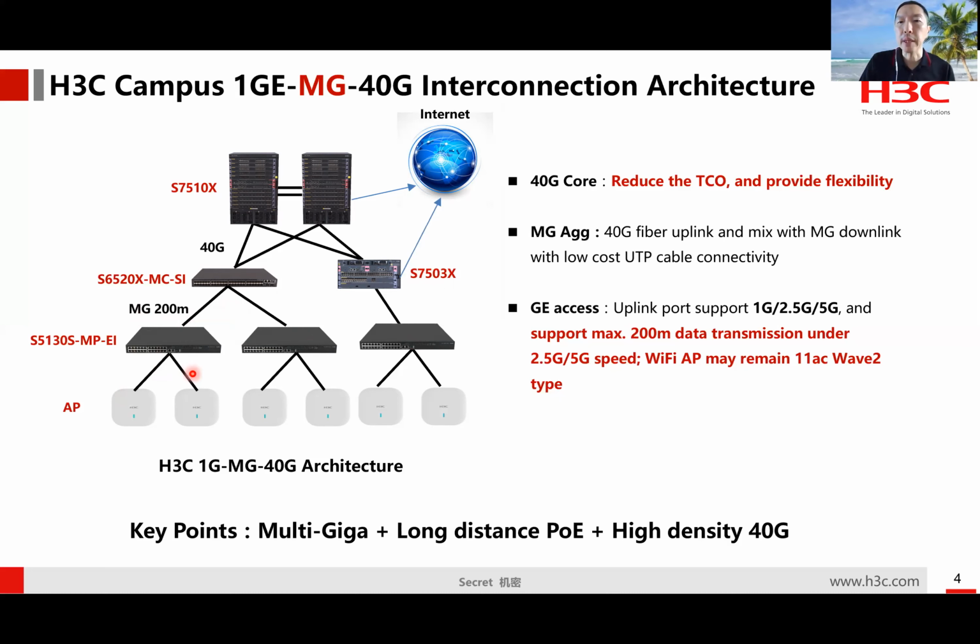Normally with gigabit access, you may not enjoy the benefit of deploying a Wi-Fi 6 AP. You may think about lower bandwidth consumption, where 11AC Wave 2 is good enough in this kind of architecture. So you have to understand the network architecture.